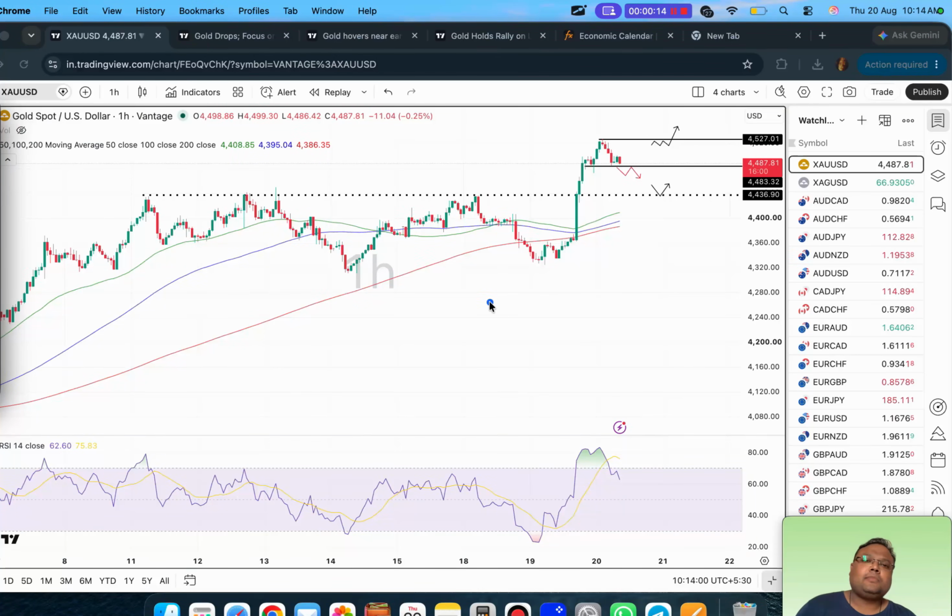So let's get started. My dear friends, this is the hourly chart of gold in front of us, and gold surprised us again with these massive candles yesterday.